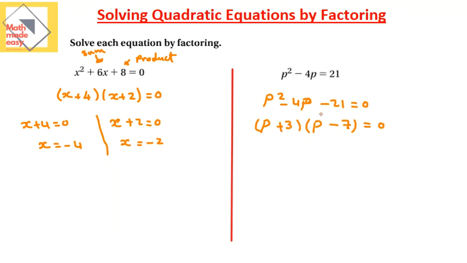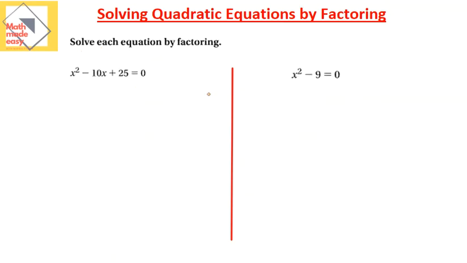Negative 7 times 3 is negative 21, and negative 7 plus 3 is negative 4. So again, the constant is the product, and the value of b, or the number multiplied by the middle term, is the sum. So again, I have p plus 3 equal to 0, and p minus 7 is equal to 0. So p equals negative 3 and p equals positive 7. These are the solutions for this function.